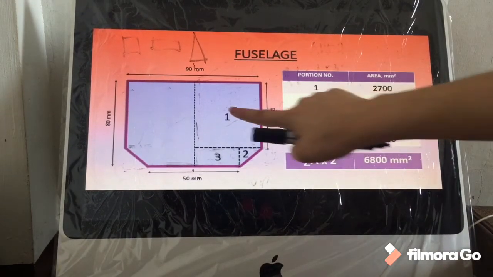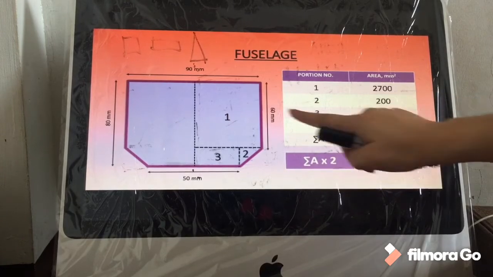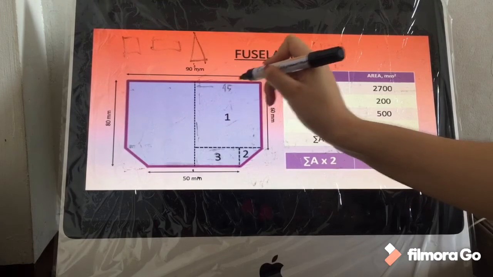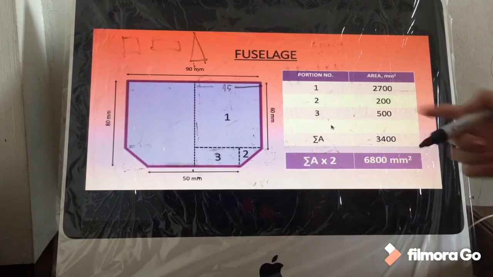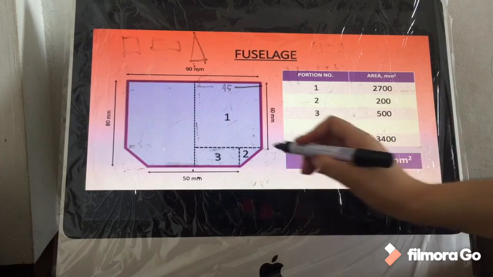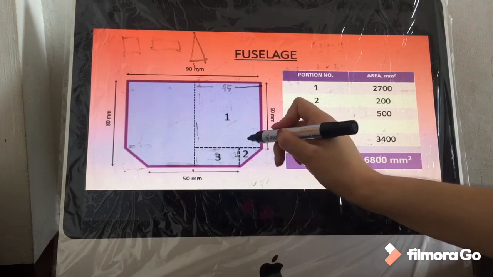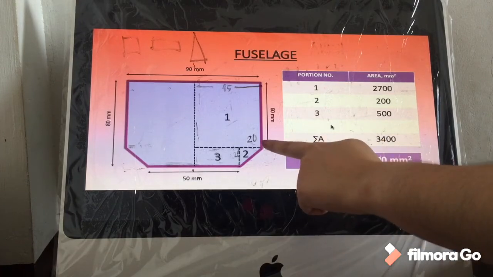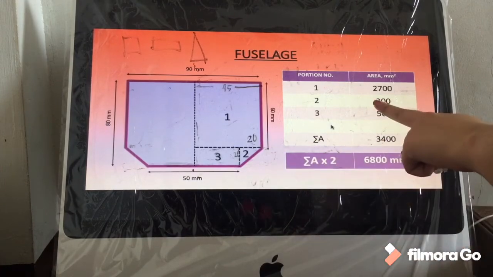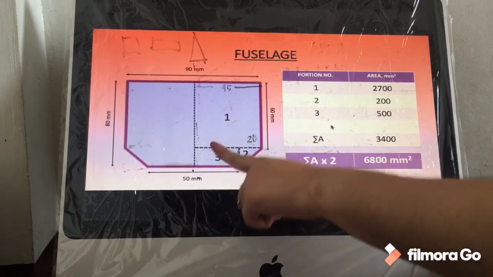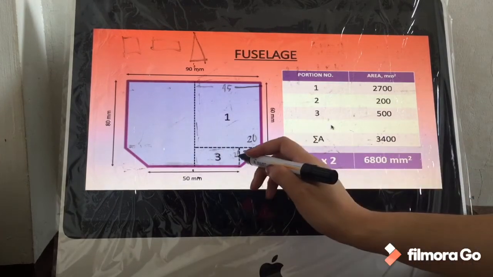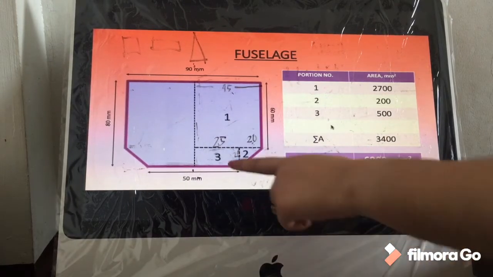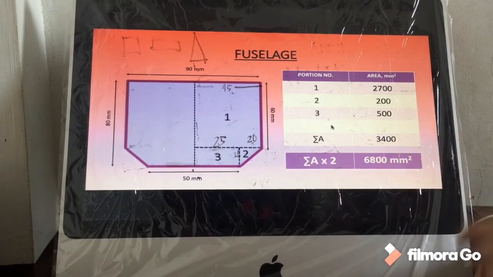So we have portion number 1, which is 2,700. So it's 60 times 45. So this is 45. And then portion number 2 is 200 because this is 20. This is 20. And then the formula is base times height over 2. So it's 20 times 20 over 2. It's 200. And then portion number 3 is 500 because it is 20. 45 minus 20 is 25. So it's 20 times 25 or 500.